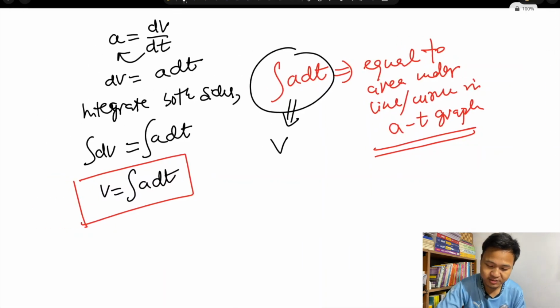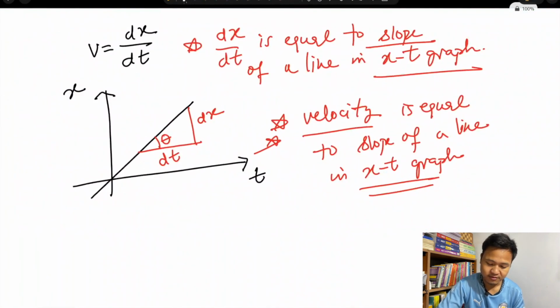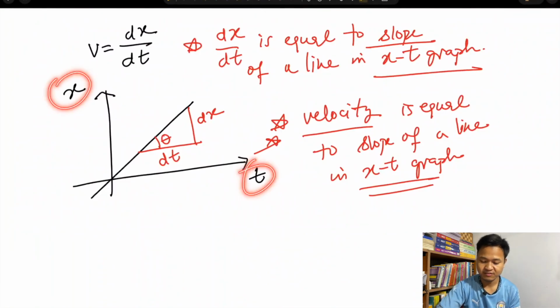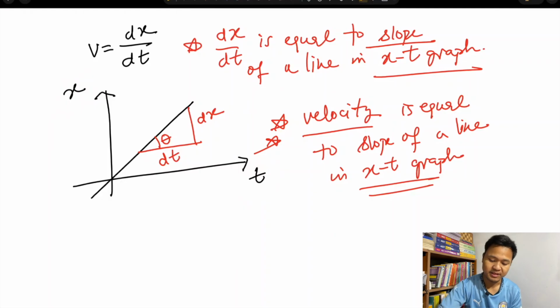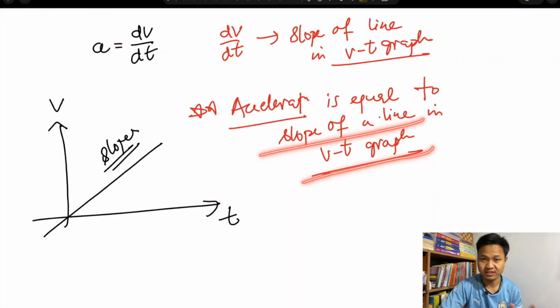So let's go back and summarize. If you have an x versus t graph, v will be given by dx by dt, which is nothing but the slope. So the slope of the line in an x versus t graph will give you the velocity. What is the next? If you have a v versus t graph, the acceleration, that means dv by dt, will be given by the slope of the line in the vt graph. That is the second thing.